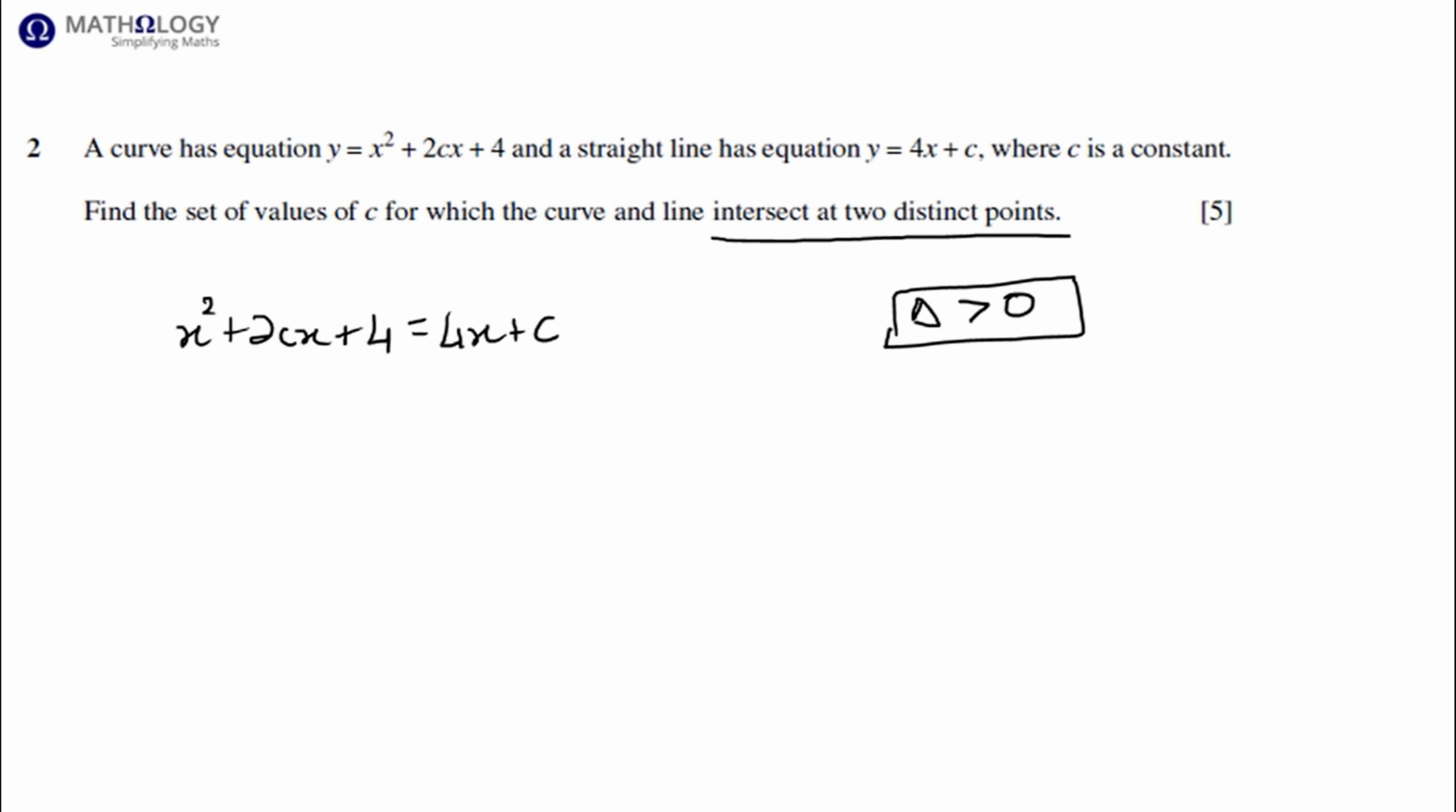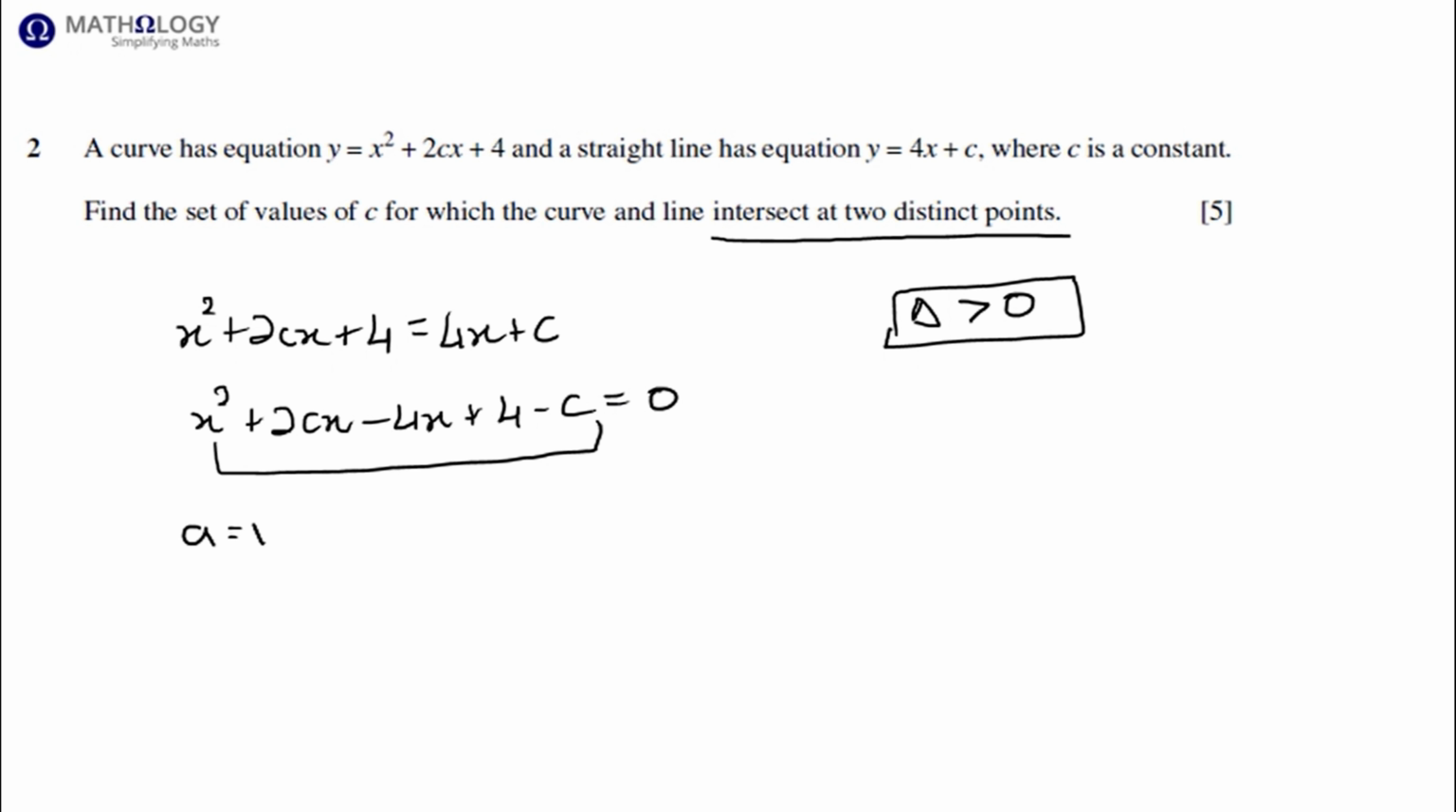Establish a simplified expression with one side of the equation equal to 0. So x squared plus 2cx minus 4x plus 4 minus c equals 0. This expression over here, we're going to determine the discriminant from. So a equals 1, the coefficient of x is 2c minus 4, and the constant term is 4 minus c. Not ideal that we're calling it c, but nonetheless.